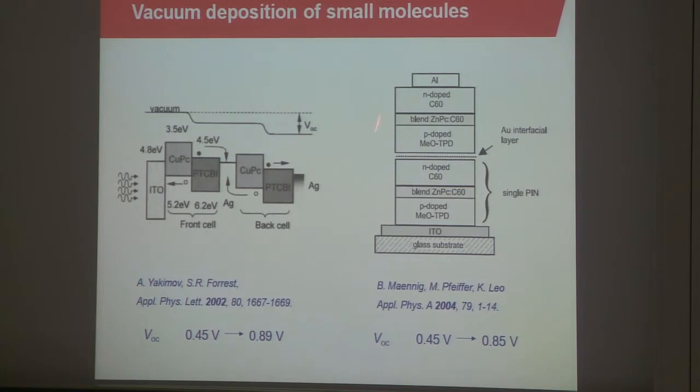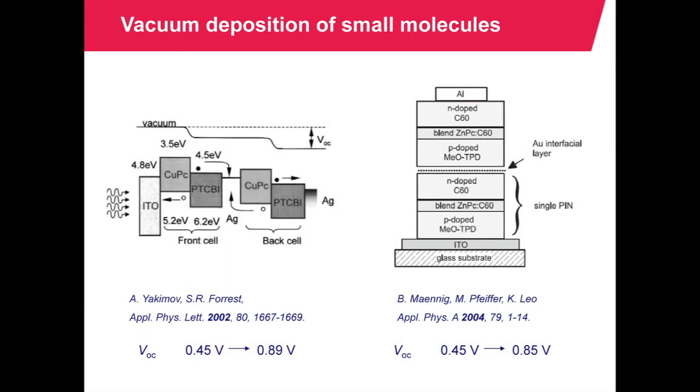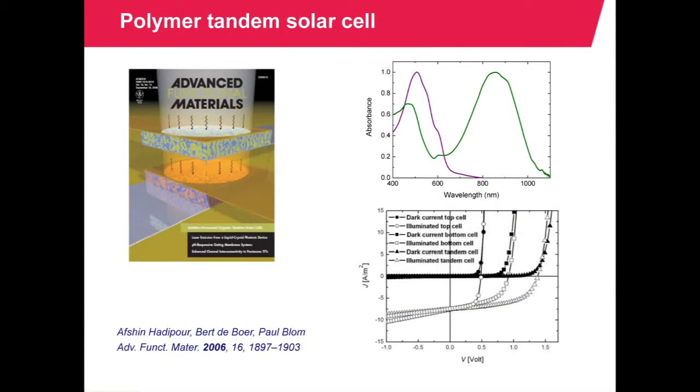This is now used by Heliatek company in Dresden, and Heliatek is a company that has one of the current, I'm not sure if it's still the world record, of 8.3 percent tandem organic solar cell. This was one of the first cells that was made in Paul Blom's group with materials that we used, or that we made at that time.